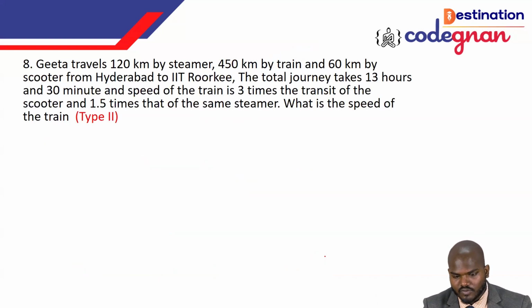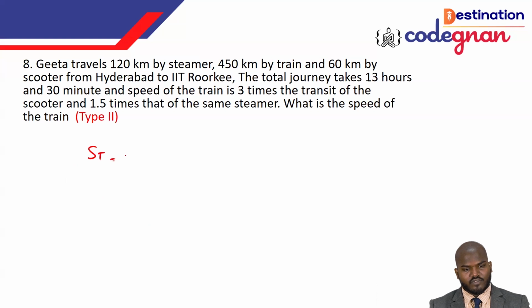So Gita, what an interesting question here. They are saying that Gita travels 120 kilometers by steamer. Steamer means an old steam engine train. Then 450 kilometers by train and 60 kilometers by scooter from Hyderabad to IIT Roorkee. The total journey took 13 hours and 30 minutes, and the speed of the train is 3 times the speed of the scooter and 1.5 times the speed of the steamer. So what is the speed of the train? They are asking for the speed of the train, right?